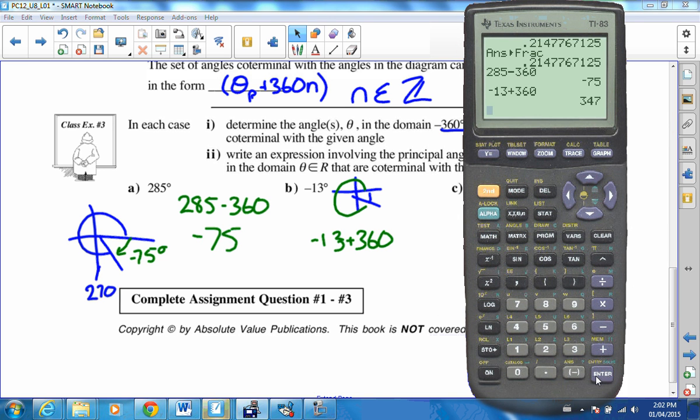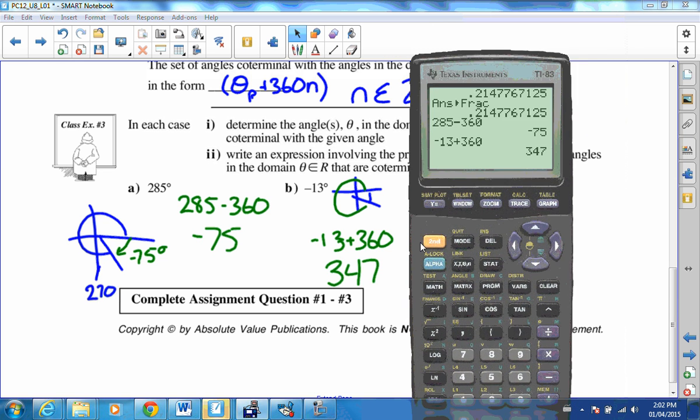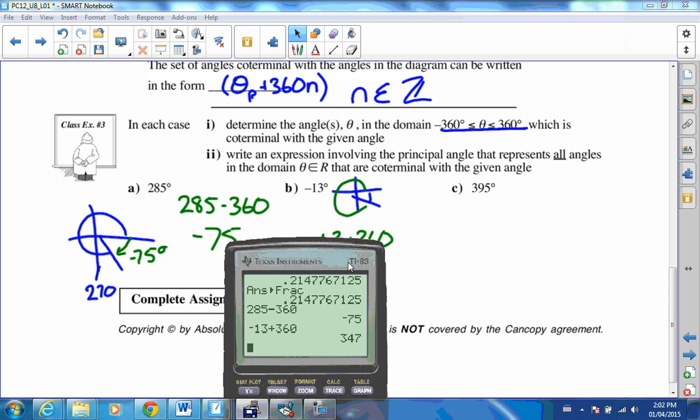So again, we're just adding or subtracting 360s. Again, 2 for 2. 395. There's 360 and then another 35.